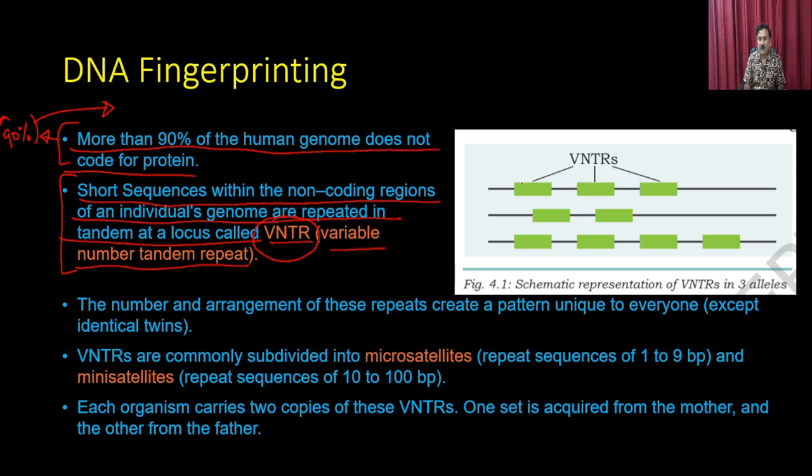So, you are going to have, for example, VNTR number 1, you are going to have 2, you are going to have 3.